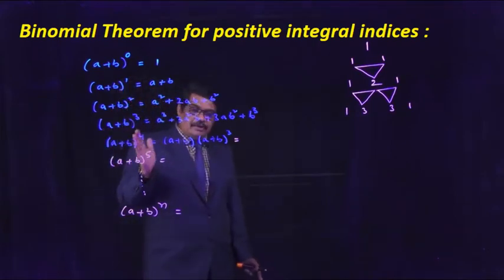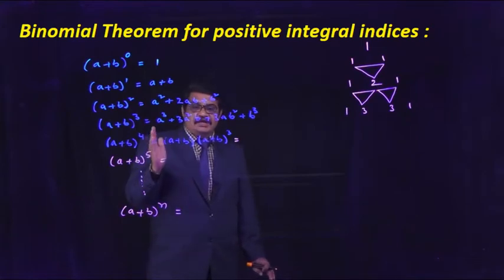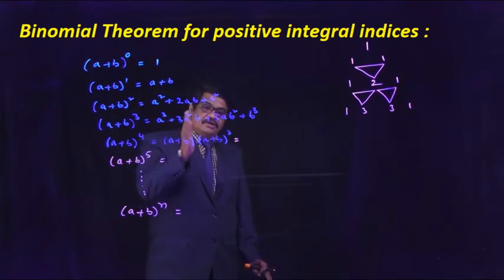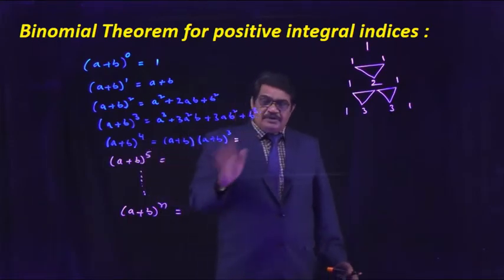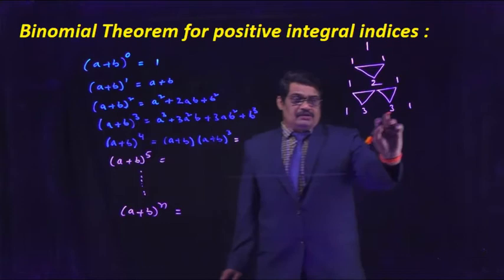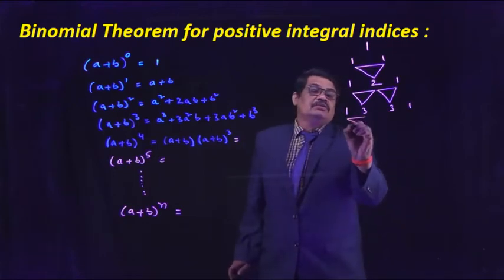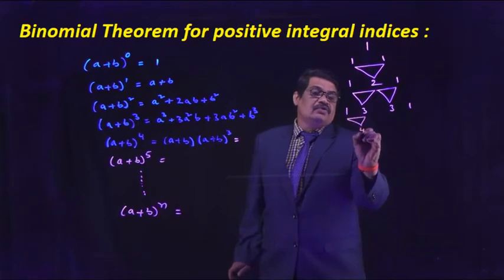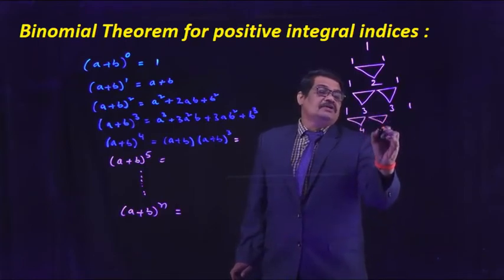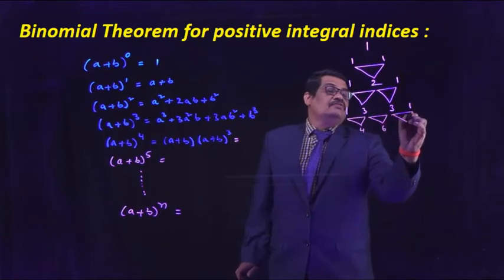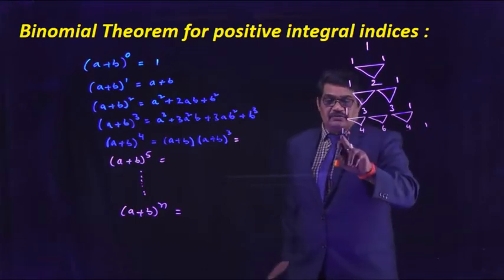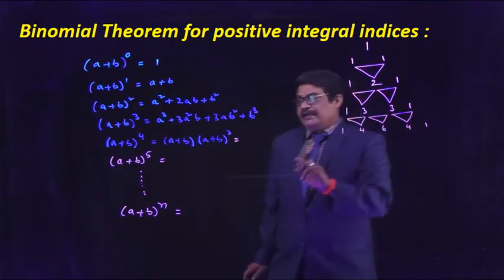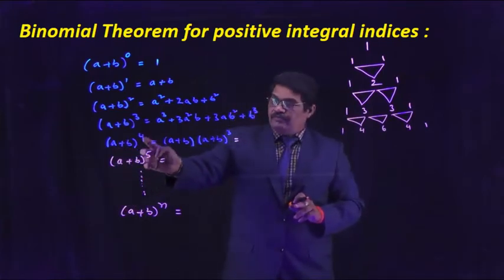So the first term powers are decreasing and the second term powers are increasing. Okay, now we are writing (A plus B) whole to the power of 4. In this expansion, the coefficients are like this. We are adding these two: 3 plus 1, that is 4, 3 plus 3, that is 6. Next, 3 plus 1, that is 4. Now write 1 before and after. These are the coefficients 1, 4, 6, 4, 1. We are writing (A plus B) whole to the power of 4.